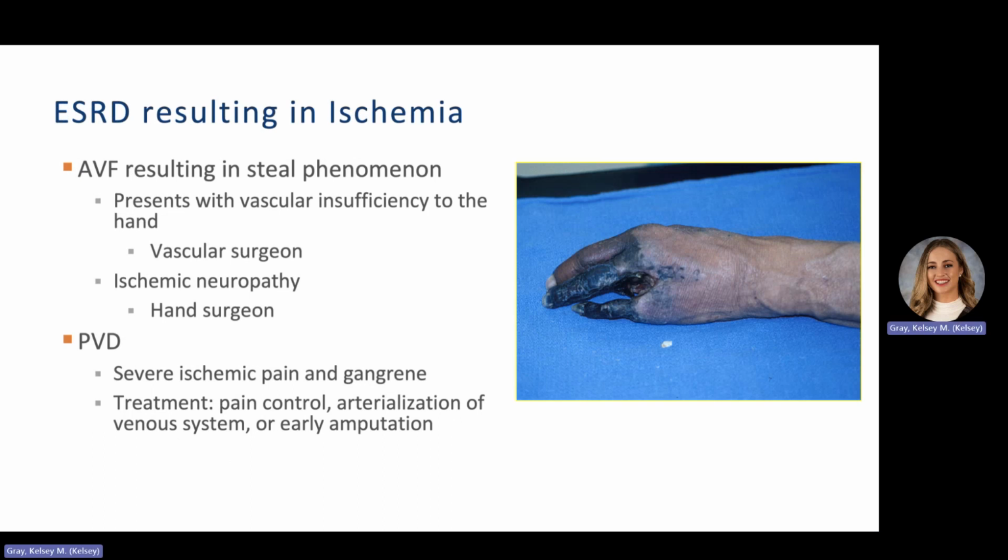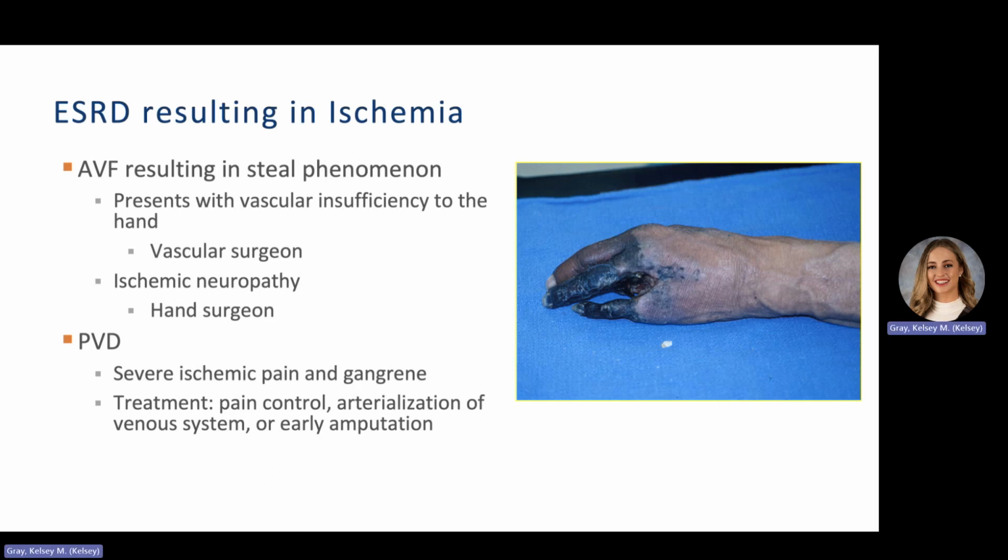End-stage renal disease resulting in ischemia. AV fistulas can rarely cause ischemic changes due to a Steal phenomenon, which is best addressed by the vascular surgeon, often via distal revascularization with interval ligation in order to preserve the AV fistula. Prior to this, the ischemic neuropathy in the hand may be addressed by the hand surgeon with carpal tunnel release.